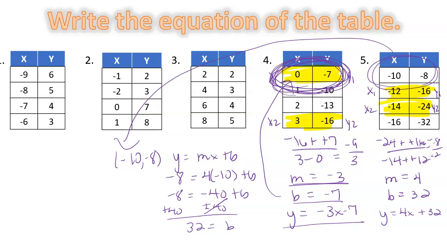And then -14 minus a -12. Again, subtracting a negative is actually adding a positive. So -14 plus 12 is -2. -8 over -2 makes +4, so my m is 4.